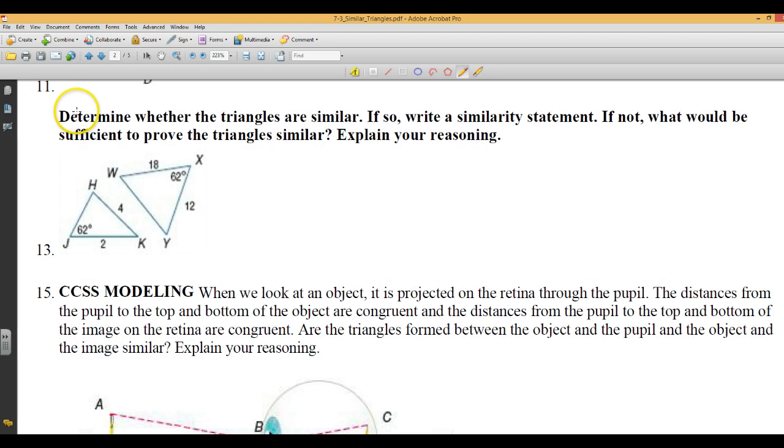Okay, once again on number 11, determine whether the triangles are similar. If so, write a similarity statement. If not, what would be sufficient to prove the triangles are similar, and explain your reasoning.